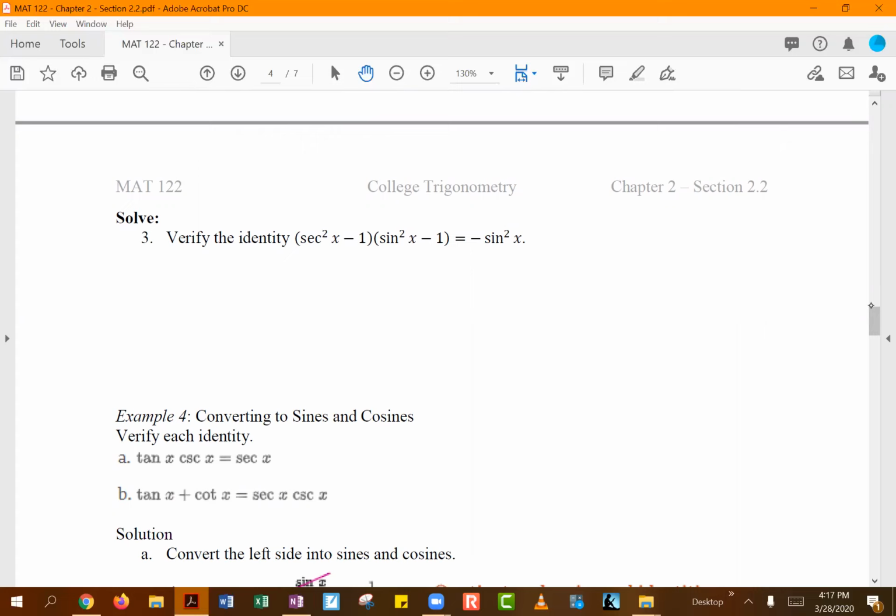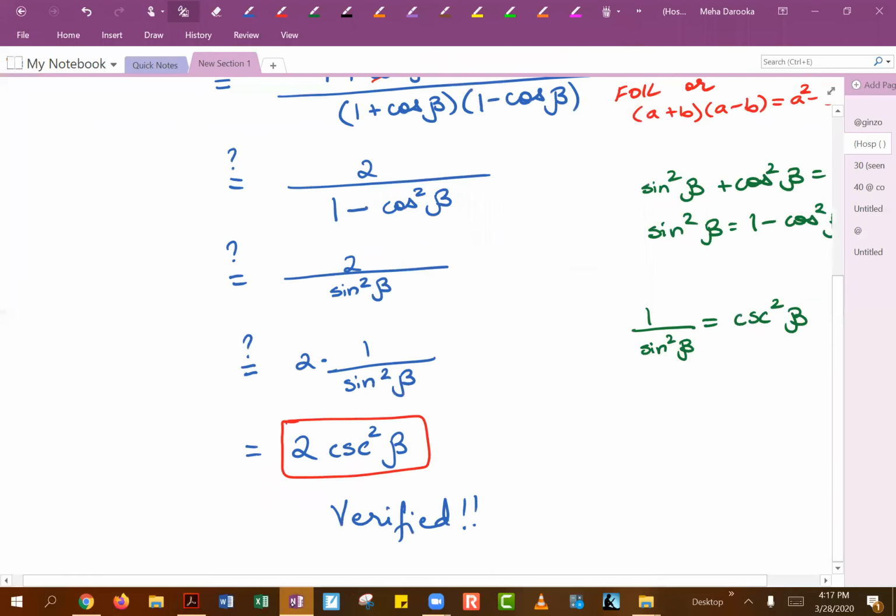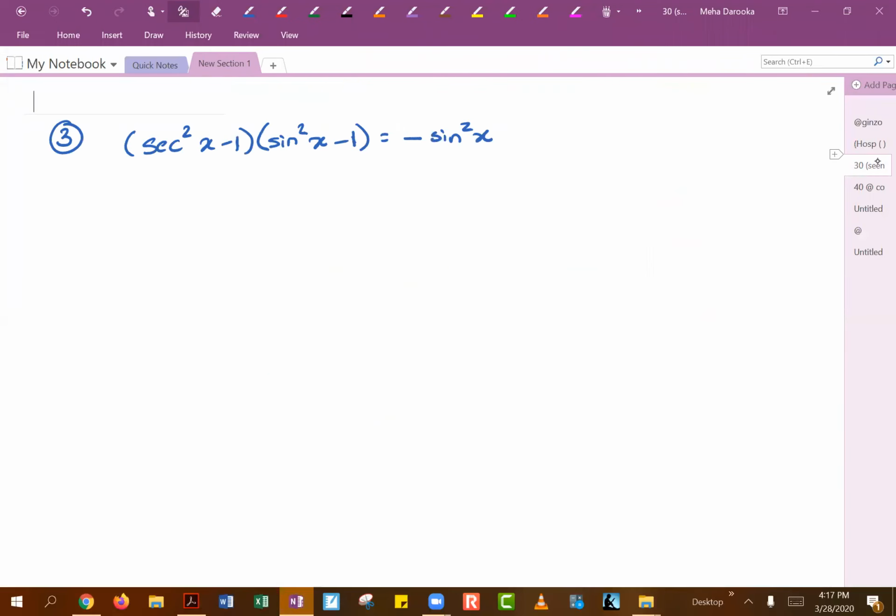So we are given the quantity secant squared of x minus 1 being multiplied with the quantity sine squared of x minus 1. And we have to show that this product will equal negative sine squared of x. Okay, so let's take a look at this example here.